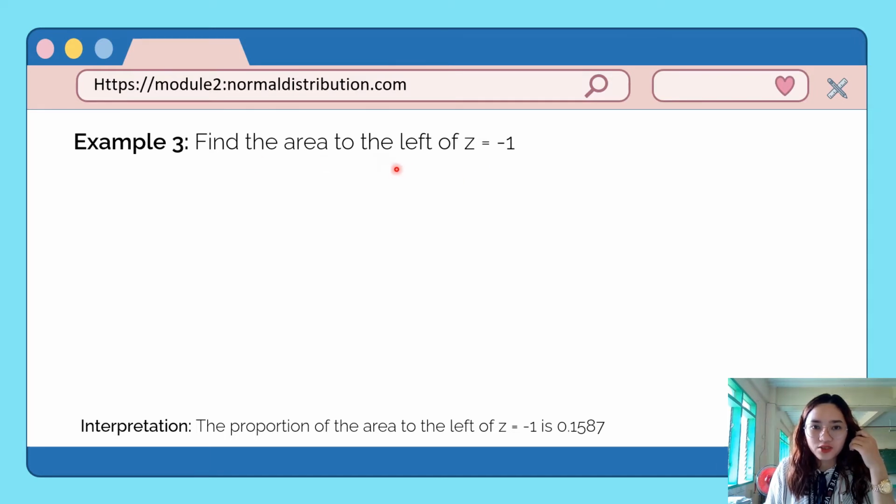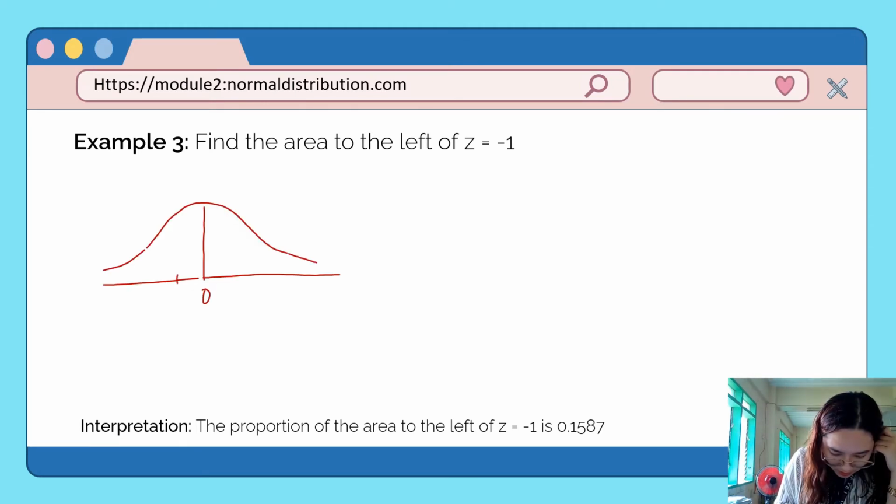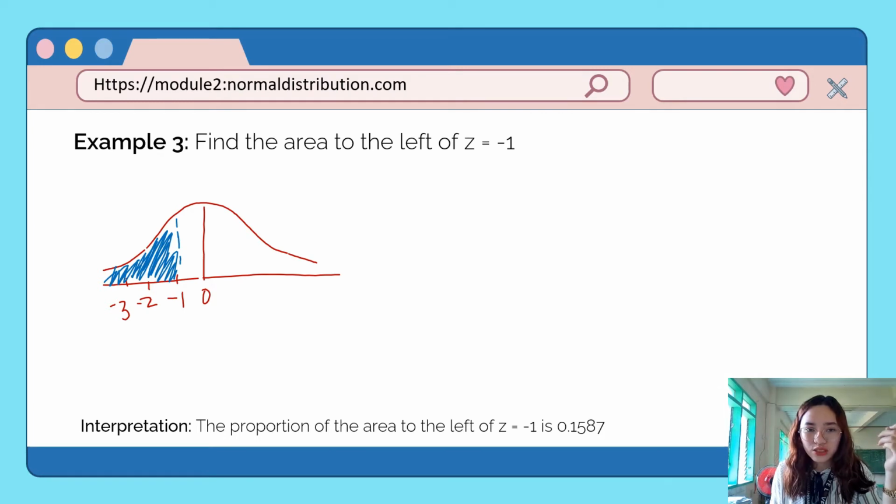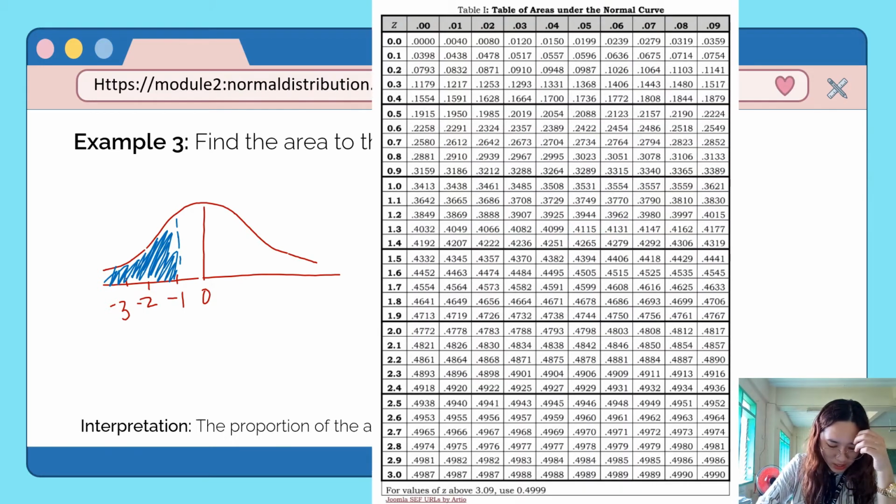Find the area to the left of negative 1. So let's illustrate first. So we have 0, negative 1, negative 2, then negative 3. So yung hinahanap natin ay yung to the left ng ating negative 1. So yan po yung hinahanap natin. Gamit yung z-table natin, ang kaya nating hanapin ay yung area between ng negative 1 at 0, which is yung 0.3413. Kaya na nating hanapin ito.